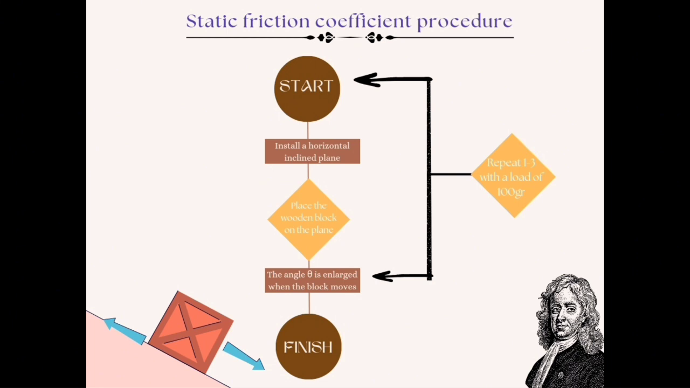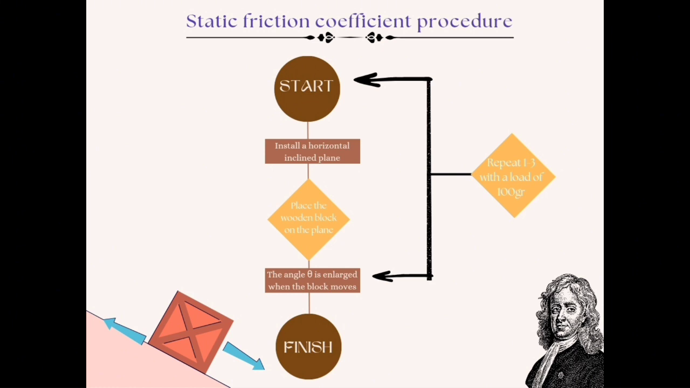The next material is about the static friction coefficient procedure. The first step is to install the horizontal inclined plane. This can be done by positioning the plane so that it forms an oblique angle to a flat surface. Next, once the inclined plane is in place, the next step is to place the wooden block on the plane.